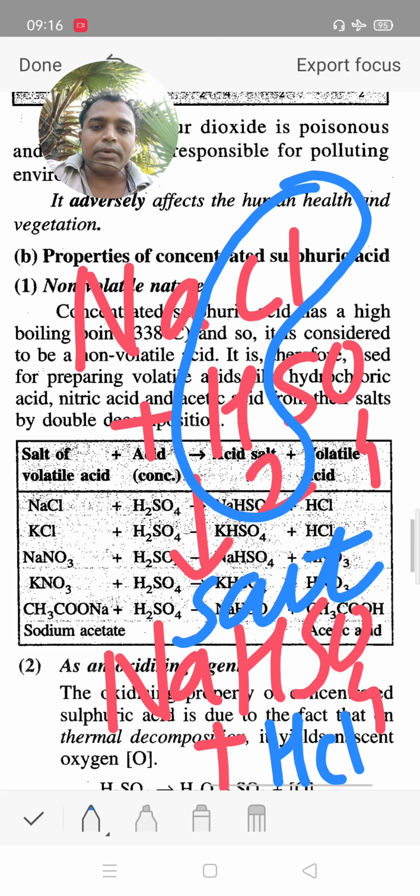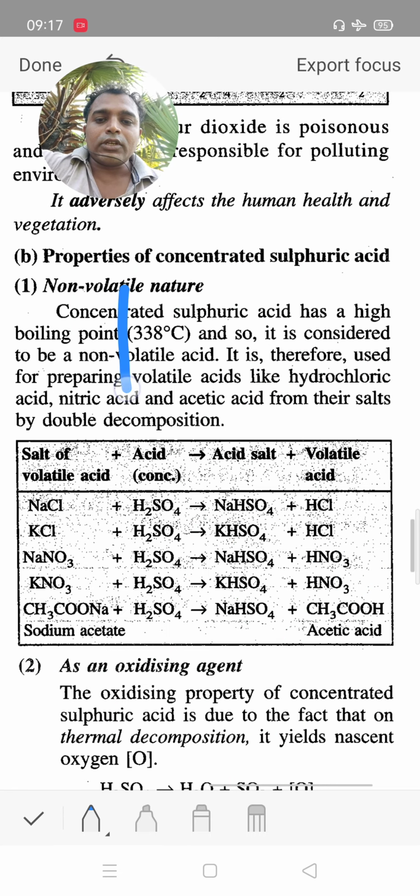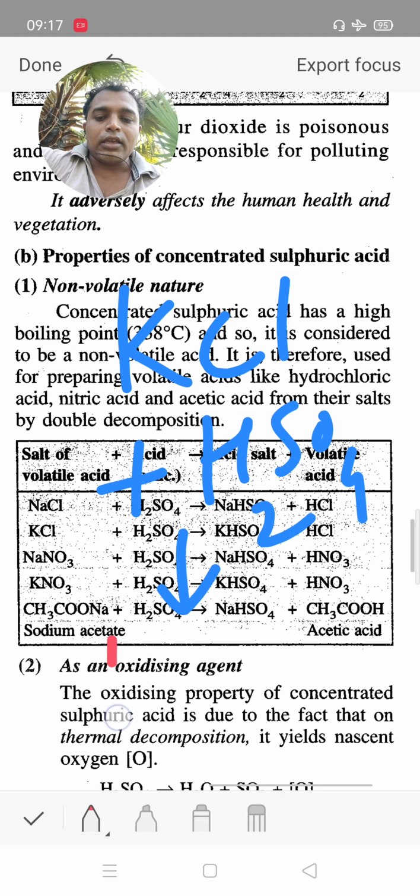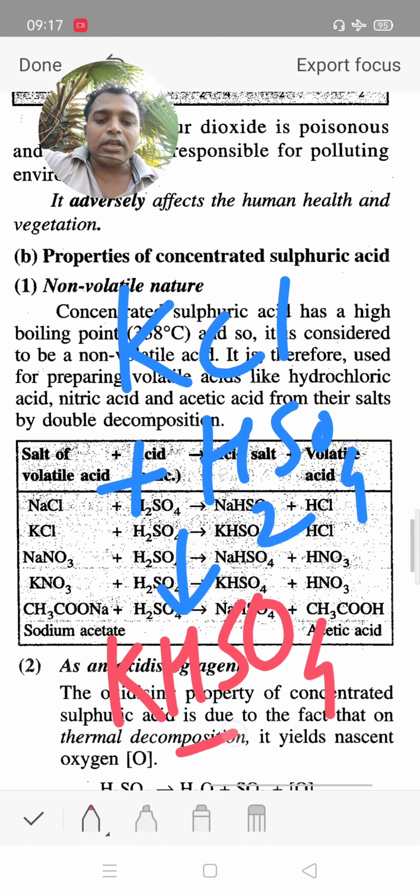Now the same kind of reaction when we use KCl. KCl, potassium chloride, reacts with sulfuric acid. It gives potassium hydrogen sulfate and HCl. Potassium chloride reacts with sulfuric acid. It gives the salt KHSO4, potassium hydrogen sulfate, and the volatile acid HCl.